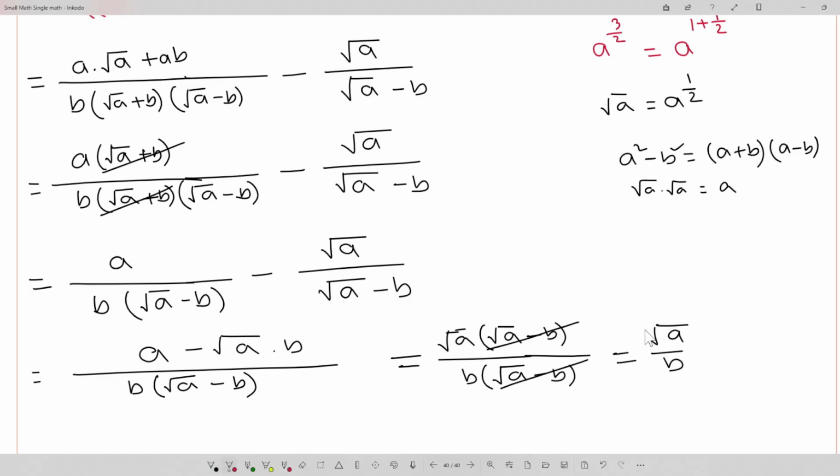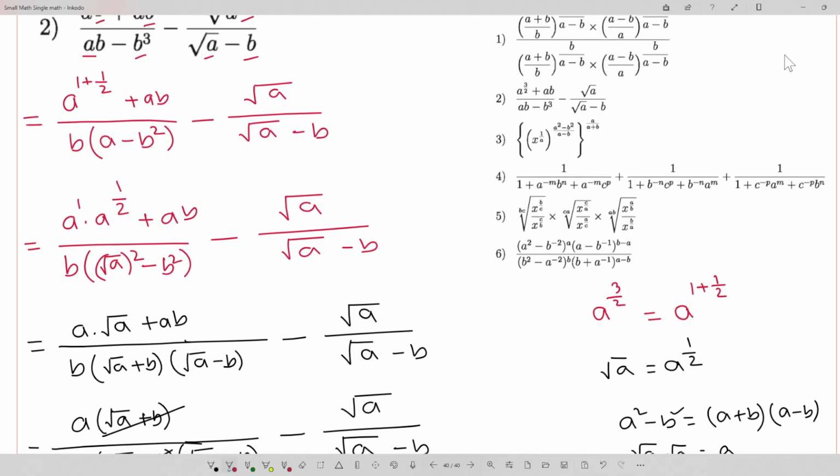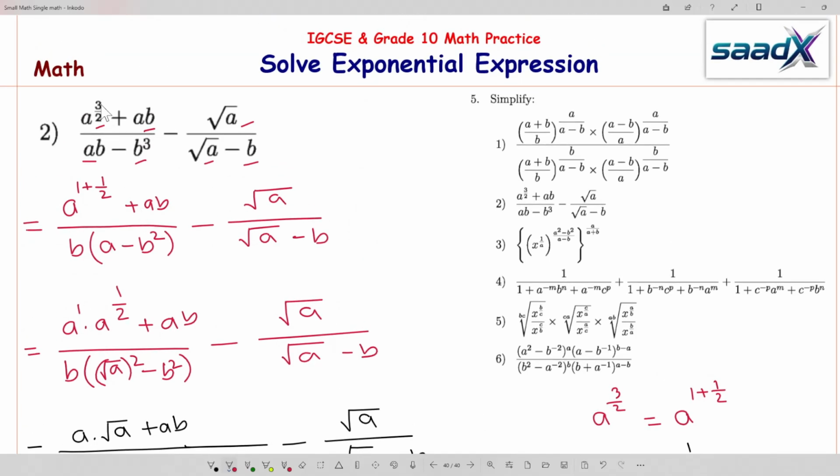Very simple, but the key point is that we have to understand the root here, a to the power 3 by 2. This is a very important part. Well, number 1 and 2 done.